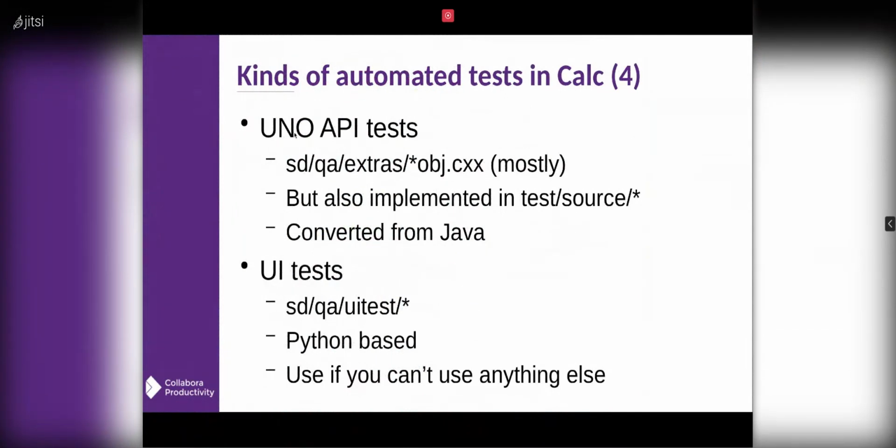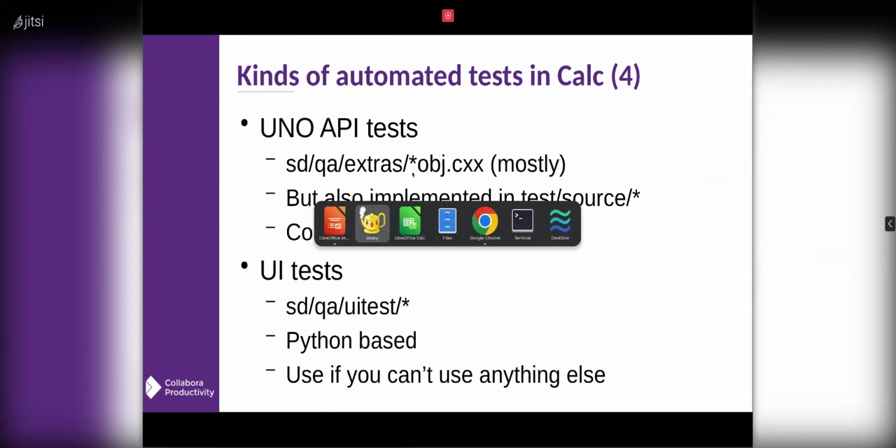So the next one, which has very good coverage inside Calc, but not from anywhere in other modules yet, are these UNO API tests. They are inside SDQA extras, and there are other tests inside these extras, but most that end with OBJ are these UNO API tests.